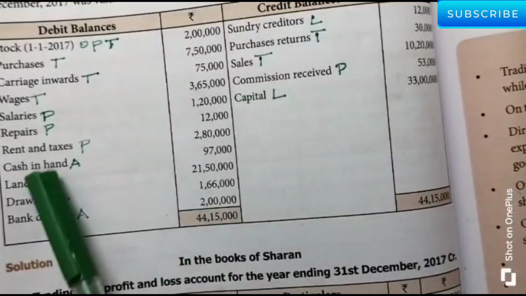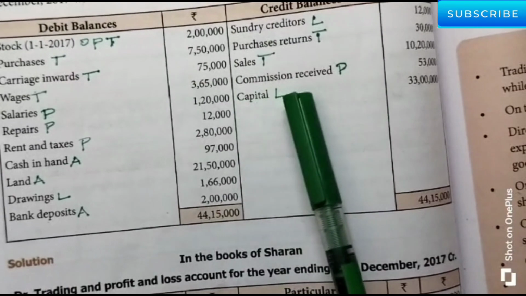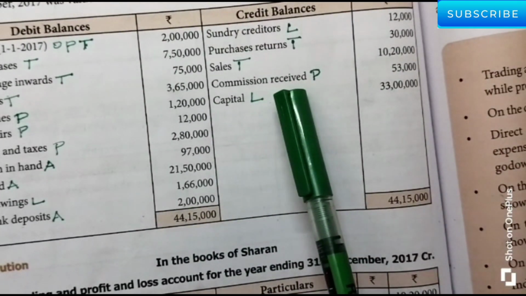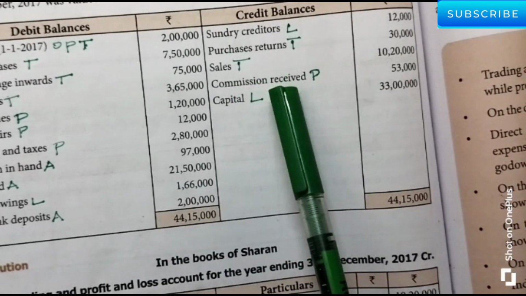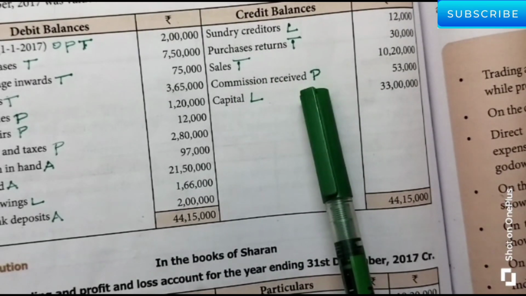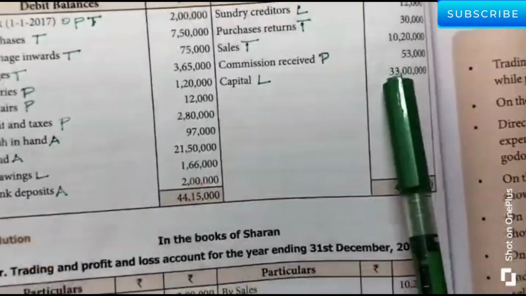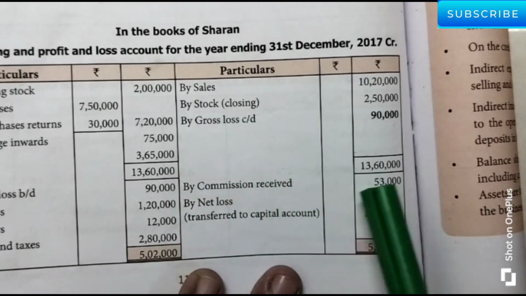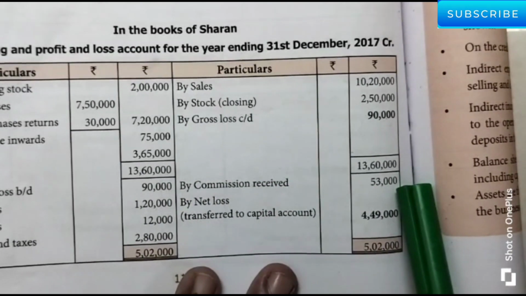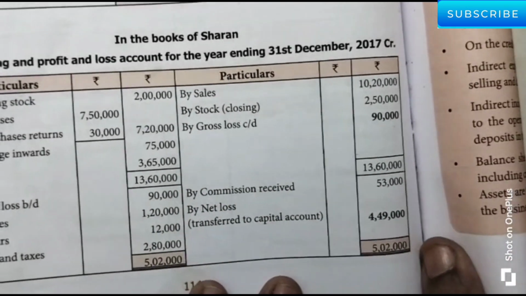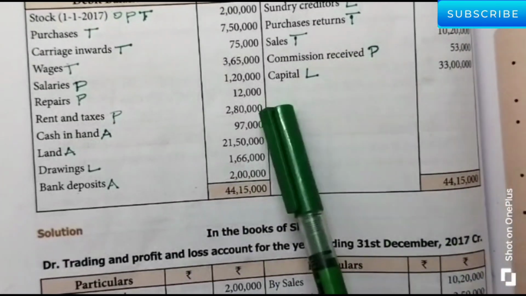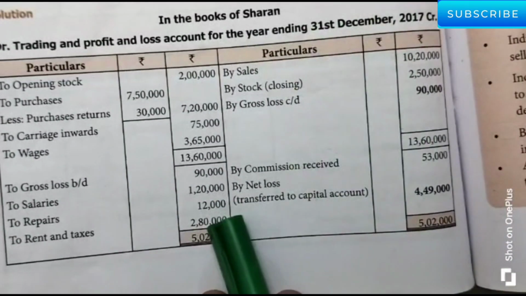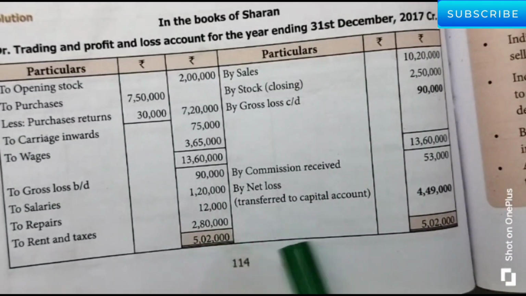Then listen here, P means profit and loss account. Commission received is an indirect income. So you have to enter it on the credit side of the profit and loss account, 53,000. So commission received 53,000 entered. Okay, so everything given in the question you have to enter into the profit and loss account.